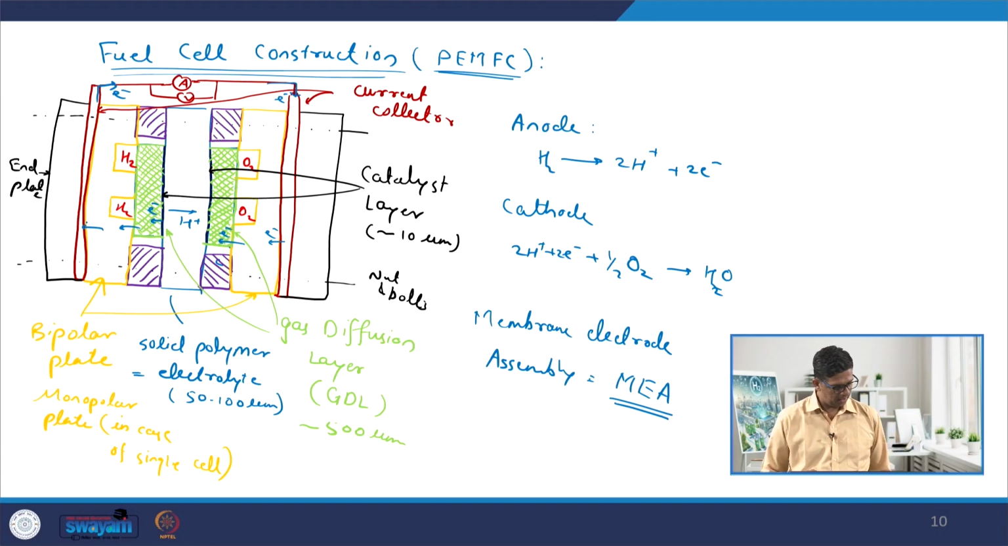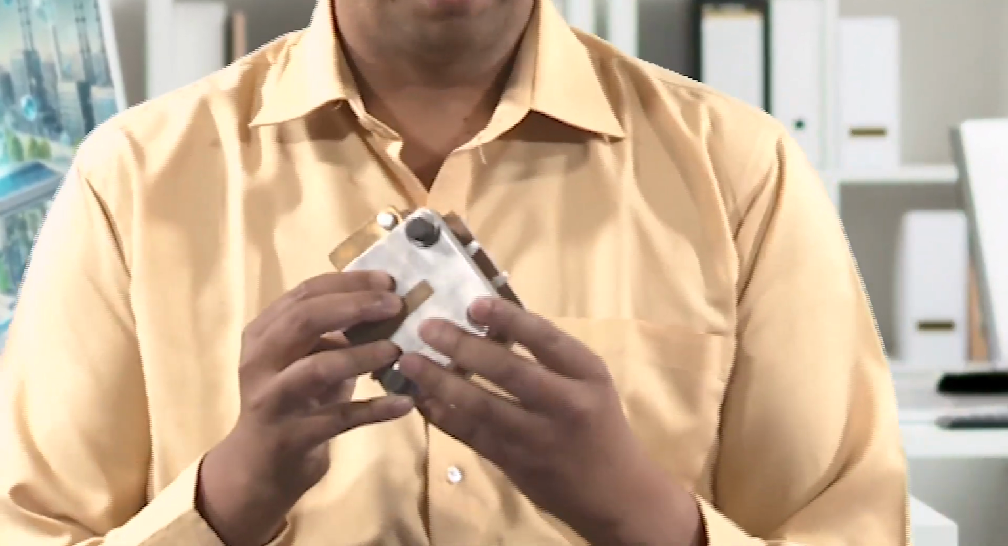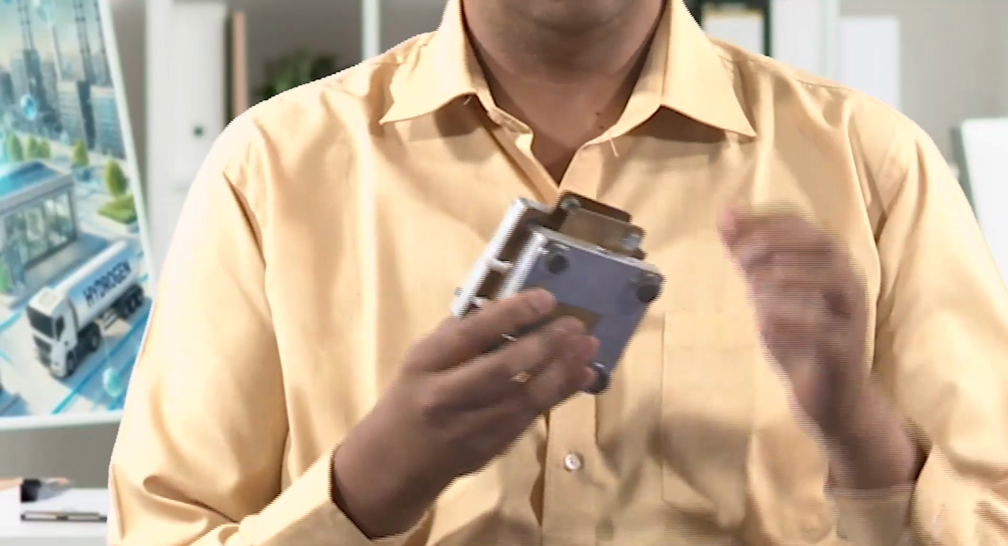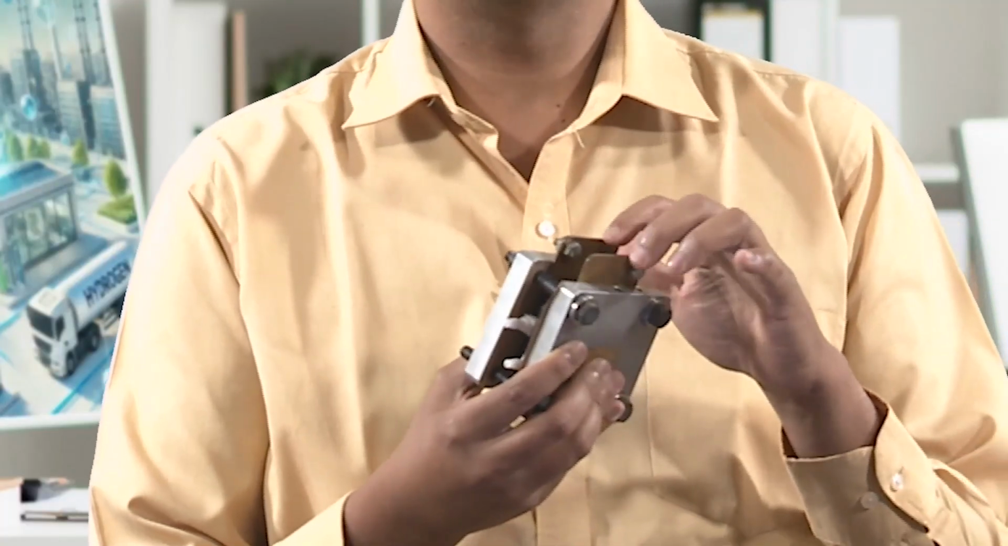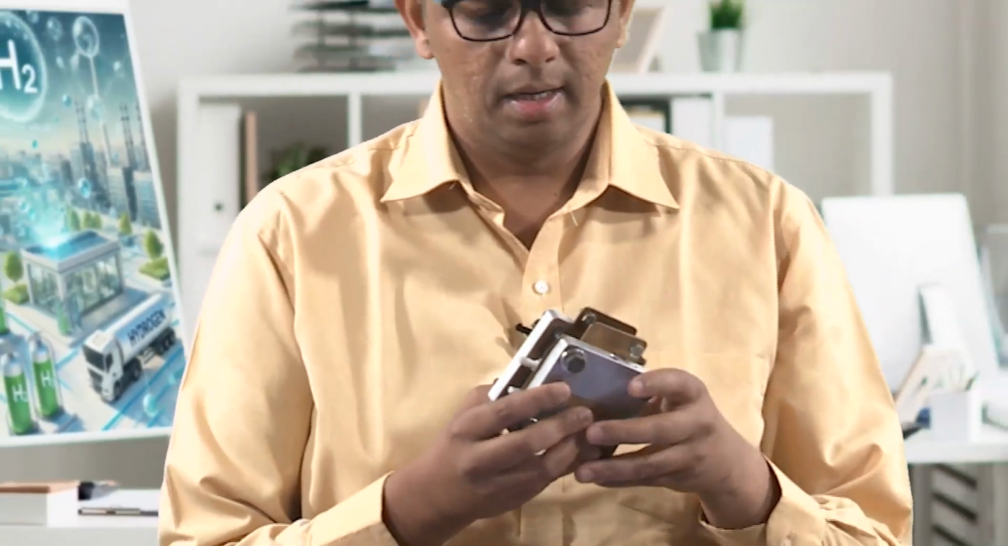So let's go ahead and see how the actual fuel cell looks. This is the typical fuel cell that is available in the market, and as you can see, we have these nuts and bolts. They are basically used to clamp the entire cell, and these are the end plates, and these two copper plates are the current collectors, and the entire assembly is placed at the center. So let me open this up to have a better understanding of the fuel cell.